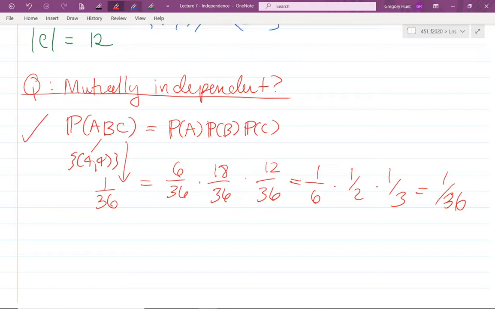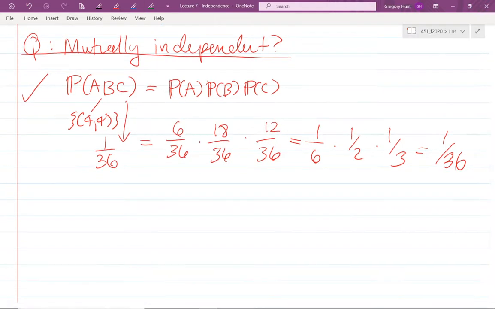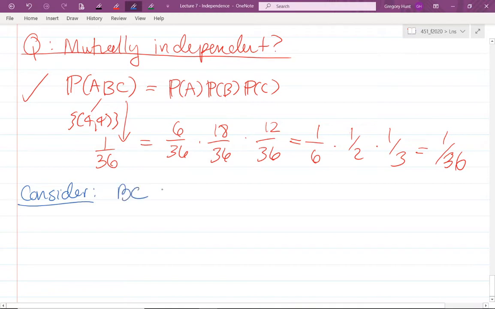Unfortunately, that's not all we have to check, right? It'd be nice if that's all you have to check for mutual independence. You actually have to check all possible subsequences. This is true. So consider the event BC.